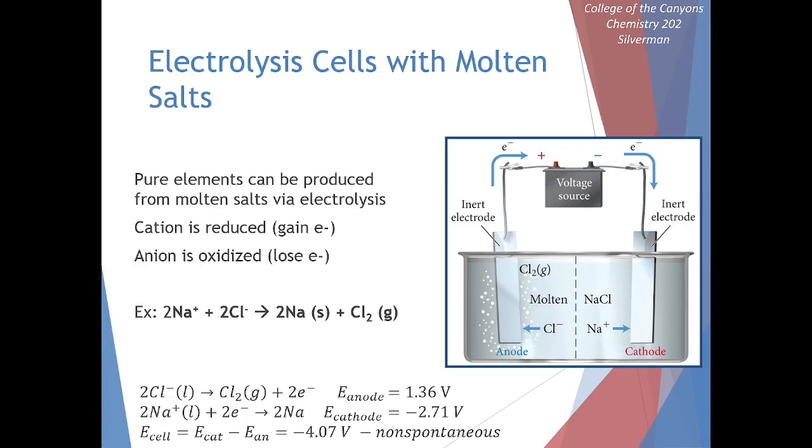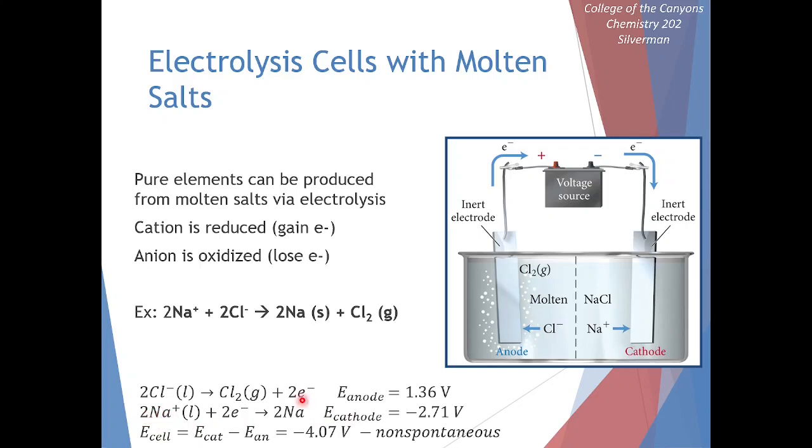Here's a practical example. If we have molten salts, we can run an electrolysis cell using these sodium ions and chloride ions, for example. Here is our potential at our anode. It's going to be 1.36 volts. This is the reduction potential for chlorine gas turning into chloride. Here's our reduction potential at the cathode, negative 2.71 volts when we have sodium ions turning into sodium.